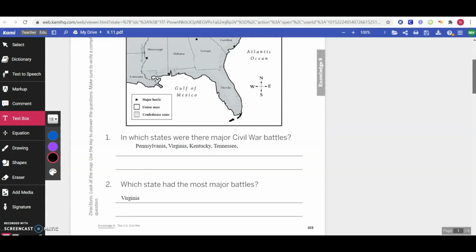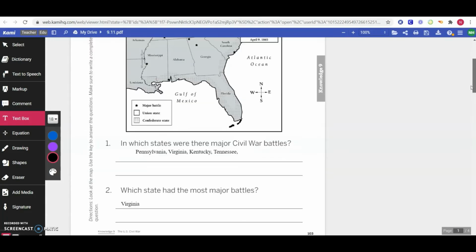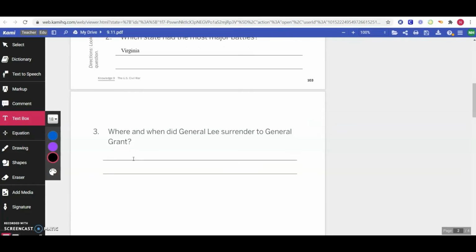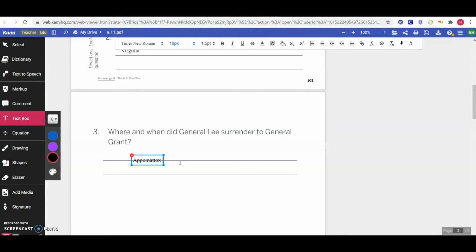So our question says where and when. We know it was the Appomattox Courthouse, and it tells us when, April 9th, 1865. So on that one we can say Appomattox Courthouse, April 9th, 1865.